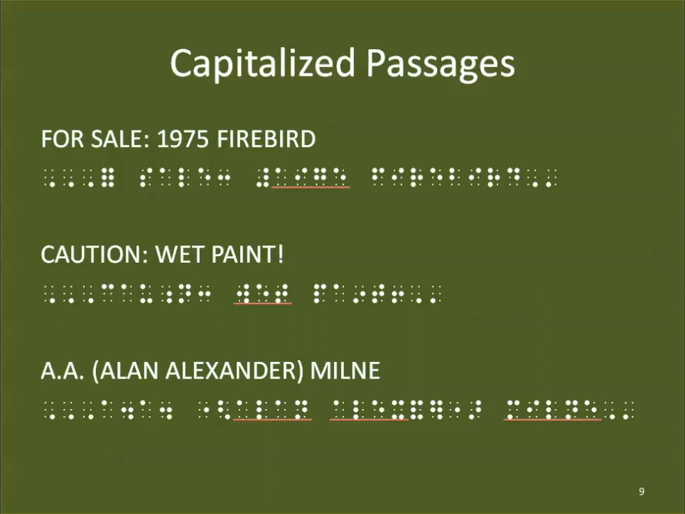In our last example on this screen, A. A., parentheses, Alan, parenthesis, Alan Alexander, closing parenthesis, Milne. That whole thing is a passage because we have 1, 2, 3, 4 symbol sequences. So we have a passage started off with 3 cells of dots 6, and be sure and terminate it with our capitals terminator.